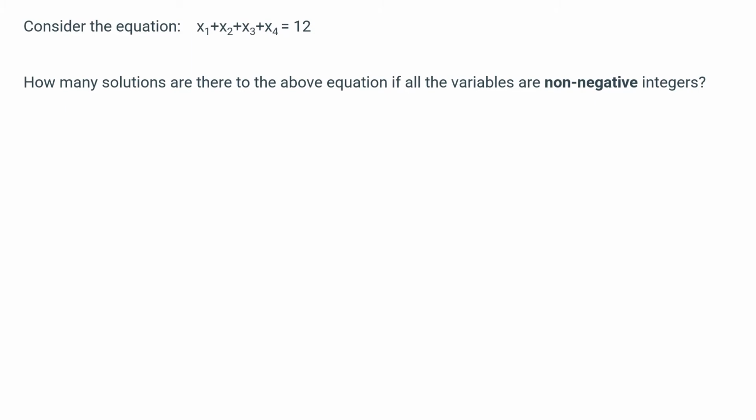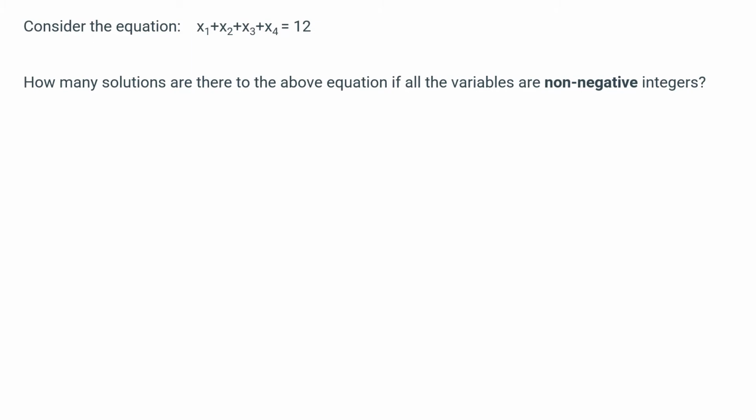Or it can also be anything bigger than that. Okay? But we can't have negative. So it's not like we can have a 13 as one of those values and then back it up with a negative number in order to get the 12. So all of these numbers that have to add up to 12 are non-negative integers.